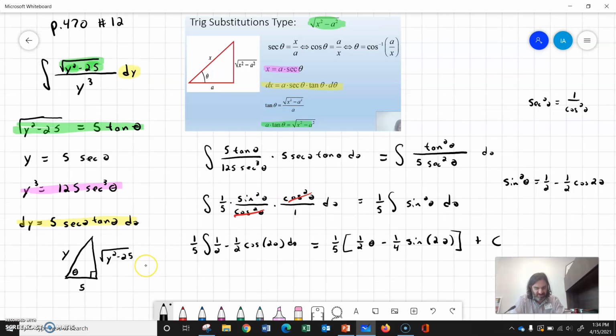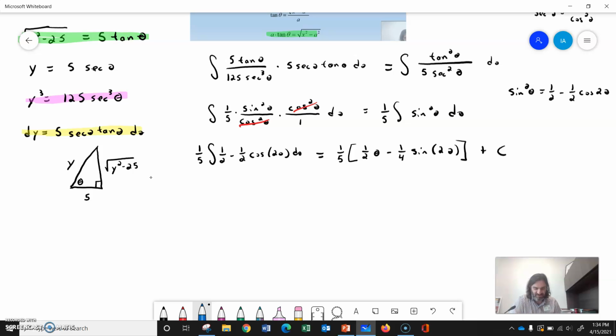Now I got a couple things I got to do, because I don't want to leave this thing in terms of theta. So let's just rewrite one more time before I go back. Clean it up a little bit. So I'm going to distribute the 1/5. So I've got 1/10 theta minus 1/20, it's a sad looking 20, so we'll fix it, sine of 2 theta plus c. So we have a couple things we need to do here. One is we need to figure out another name for theta, which we can do in terms of y.